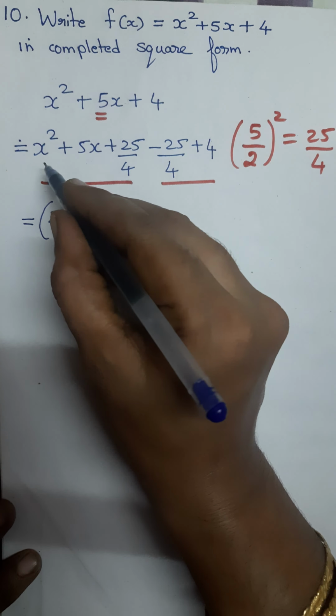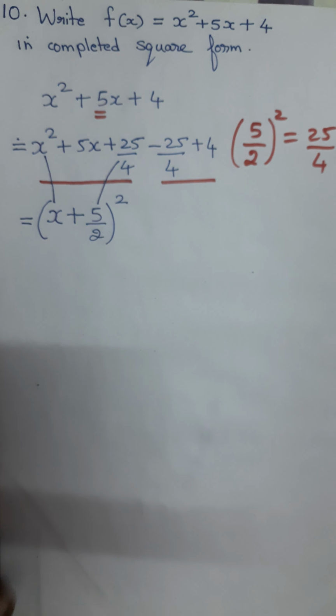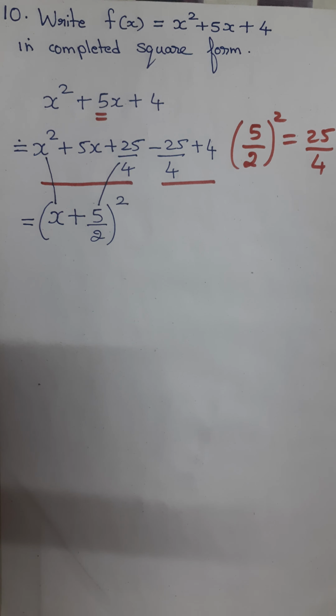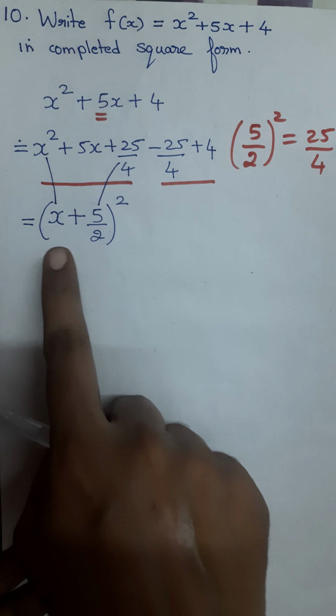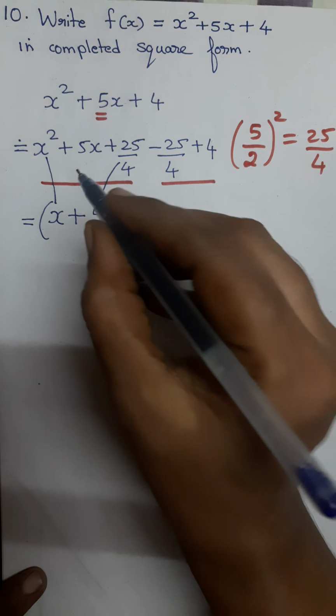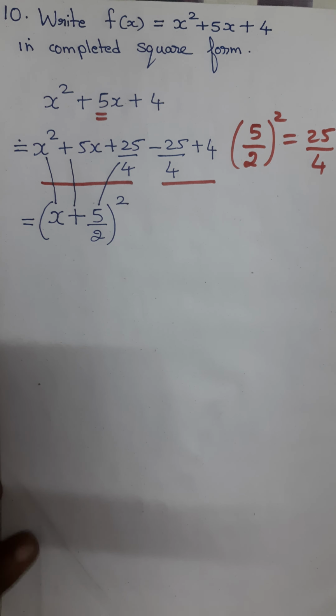So let me tell once again, x square and the last term, take the square root. Square root of x square is x. Square root of 25 by 4 is 5 by 2. Middle term, you check the sign. If it is plus, you have to write plus. If it is minus, you have to write the minus. So the middle term is for seeing the sign.